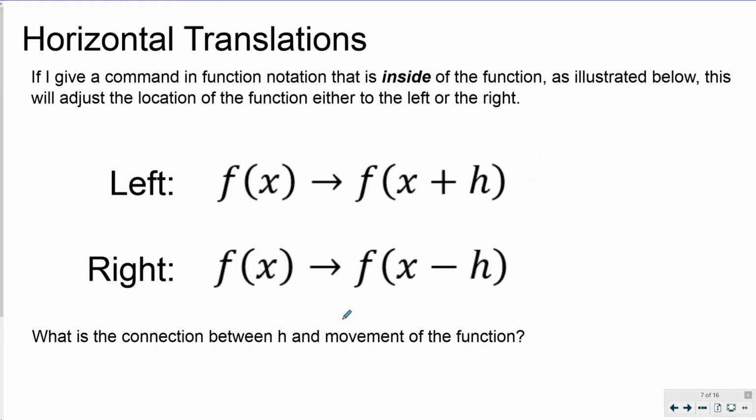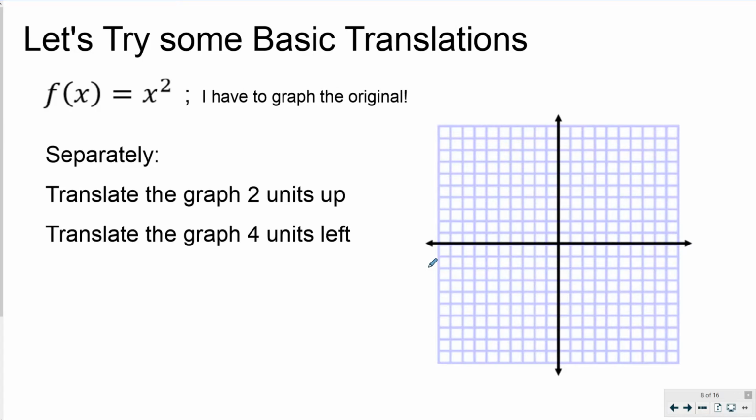So what is the connection between h and movement of the function? H controls horizontal movement. So let's try some basic translations. We're going to graph f of x equals x squared.